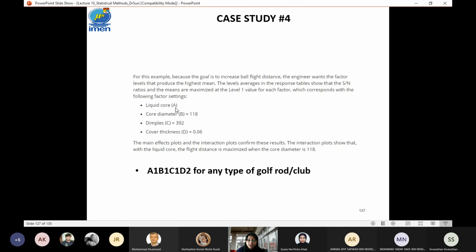And what is the summary? We can say that to get a golf ball with a higher flight distance, you need to use liquid core, a core diameter of 118, dimples of 392, and cover thickness of 0.06. If you use these parameters, your golf ball will give you a large distance, irrespective of what golf stick you are using.